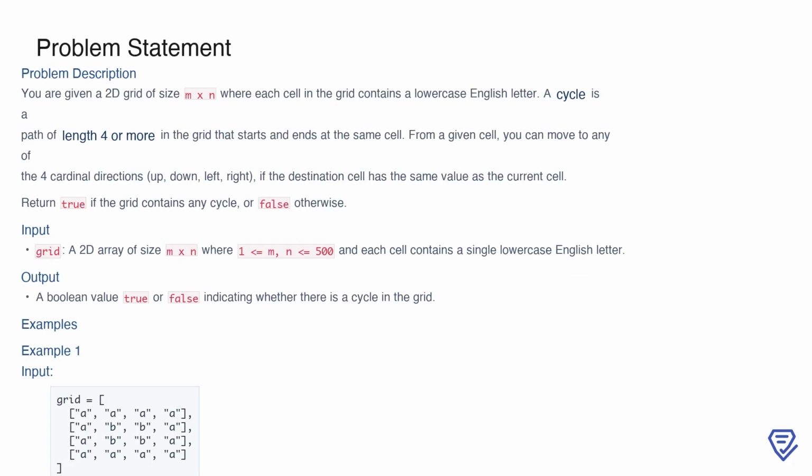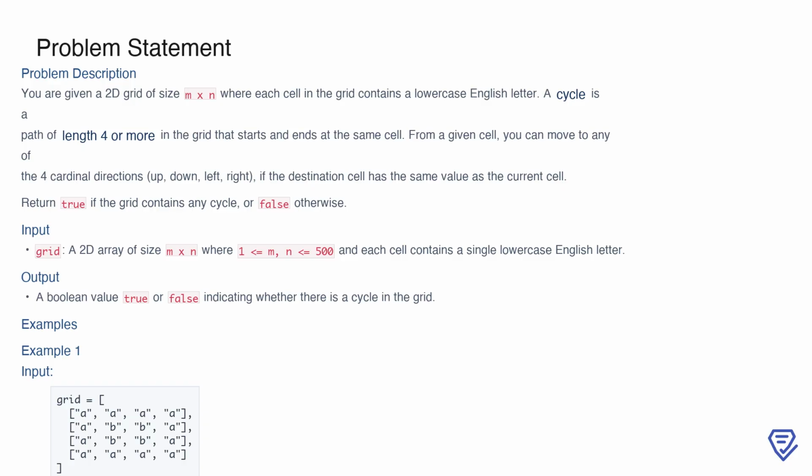Here, we are tasked with detecting cycles in a 2D grid. The grid is represented as an M by N matrix, where each cell contains a lowercase English letter. A cycle is defined as a path within the grid that begins and ends at the same cell, with the path length being at least 4. From any given cell, we can move in one of the 4 cardinal directions, up, down, left, or right, as long as the value in the destination cell matches the value in the current one. The goal is to determine whether any such cycle exists in the grid.